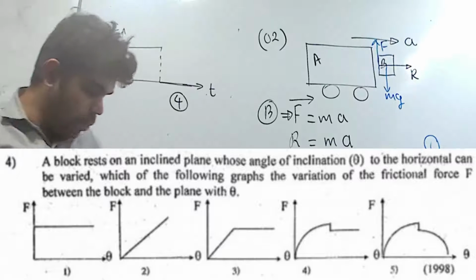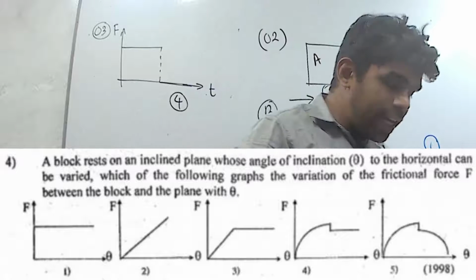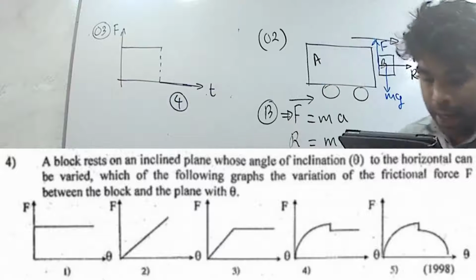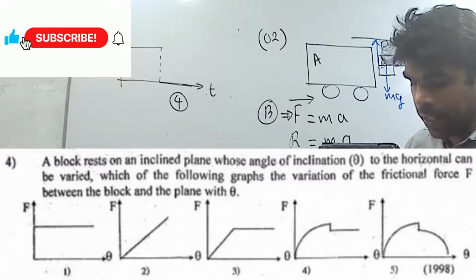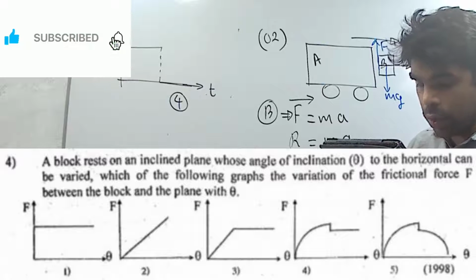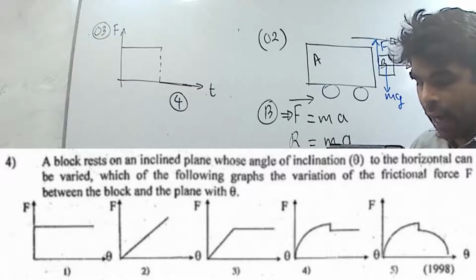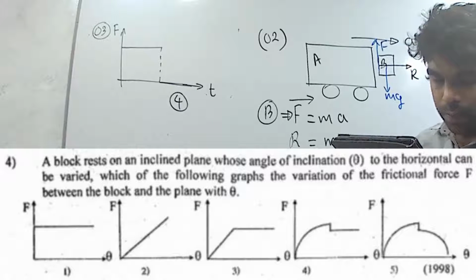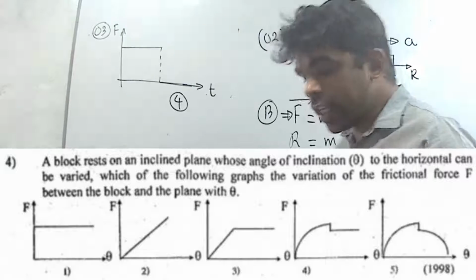Then question number 4. A block rests on an inclined plane whose angle of inclination theta to the horizontal can be varied. Which of the following graphs shows the variation of frictional force between the block and the plane with theta?